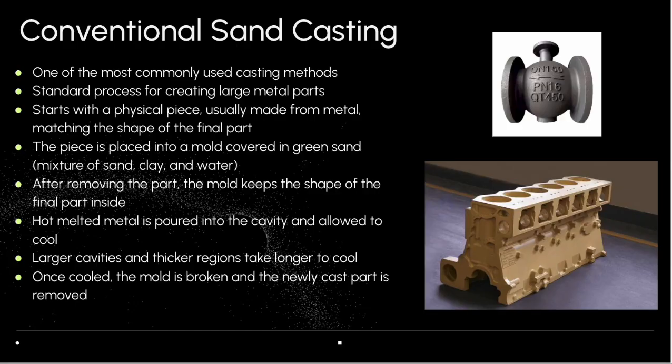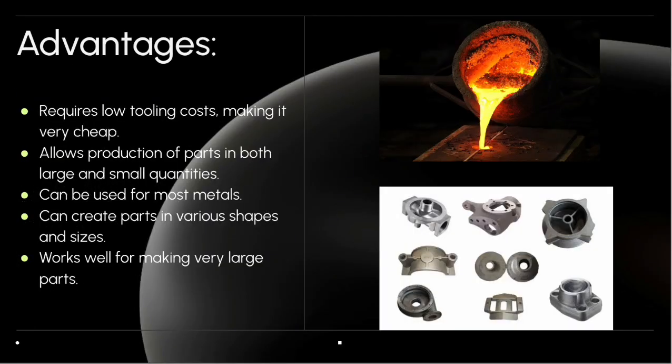Sand casting can be done on almost all types of metal and can be used to make automotive parts like valves, engine blocks, cylinder heads, brake drums, and even heavy equipment parts like brackets and frames, as well as platforms used to support heavy machinery like lathes and milling machines. There are pros and cons to using conventional sand casting.